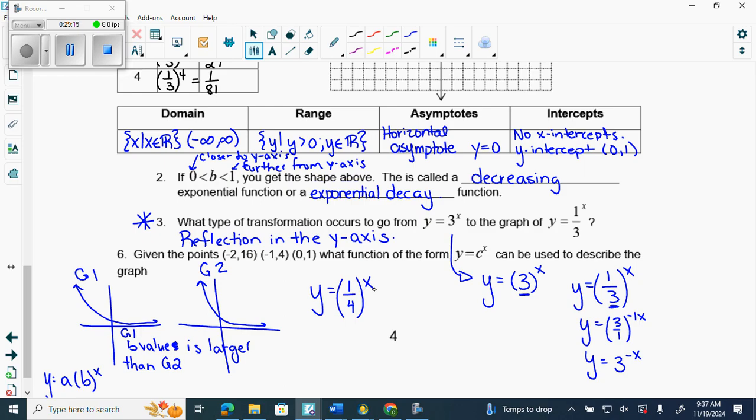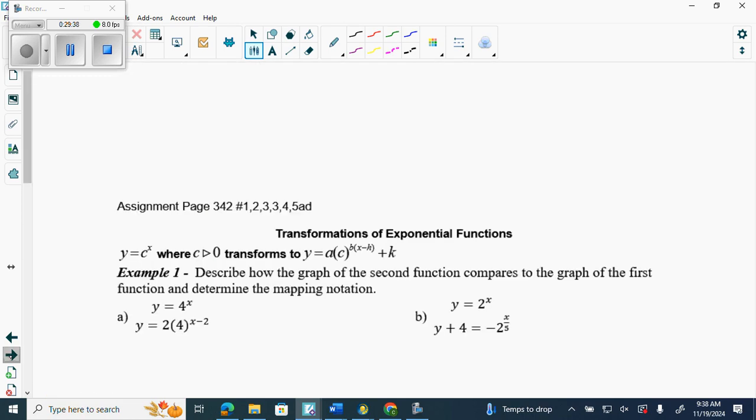Then we're going to flip over. And then we're back to transformation. In order to transform exponential functions, they have to have the same base. That's what we discussed, right? Make sure no one's on the phone. So we have to have the same base.